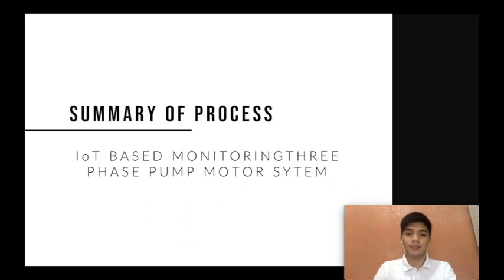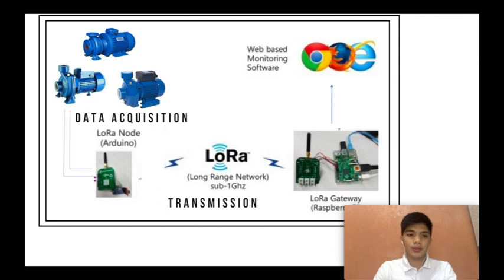To start, I'm going to first discuss the summary of the process and the problems on why we came up with this prototype. First is the summary of the process. We have three major processes: the data acquisition and the transmission, and the last part is the uploading into the cloud.